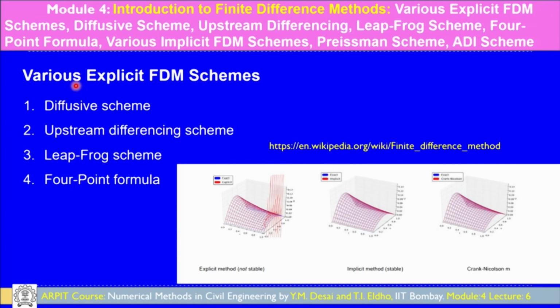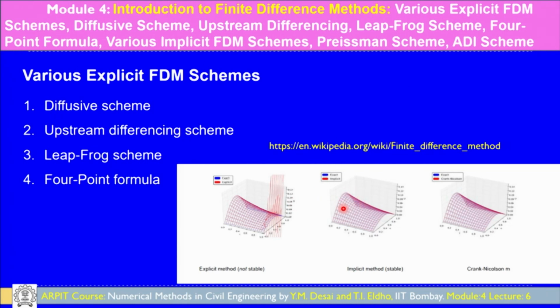As I mentioned, there are many finite difference schemes available in the literature. Some of the important schemes are the diffusive scheme, upstream differencing scheme, leapfrog scheme, and 4-point formula. As I mentioned earlier, depending upon the scheme, like explicit scheme, implicit scheme or Crank-Nicolson scheme, the stability and the solution convergence depends upon which scheme you are using. Especially, if you are using an explicit scheme, the solution may not even converge. That depends upon the problem, the time step, and the discretization.